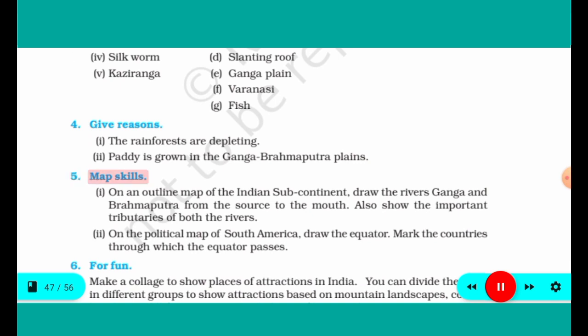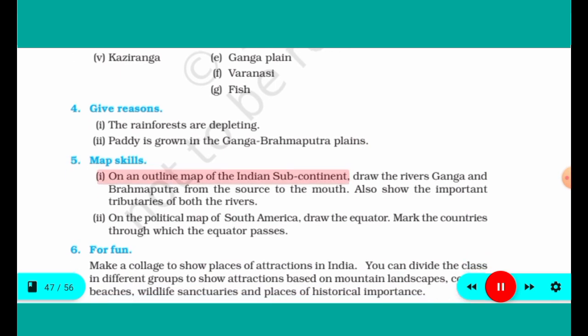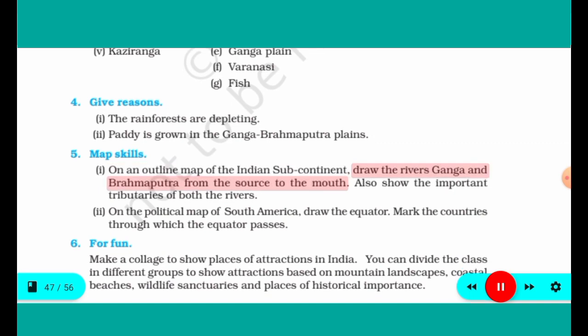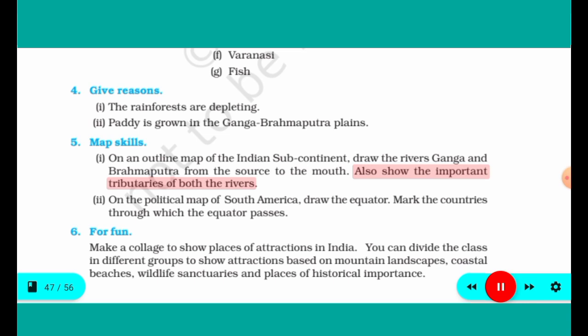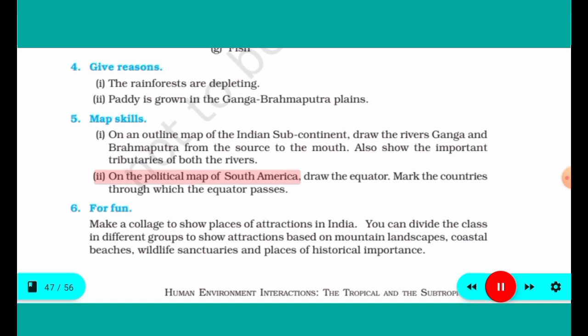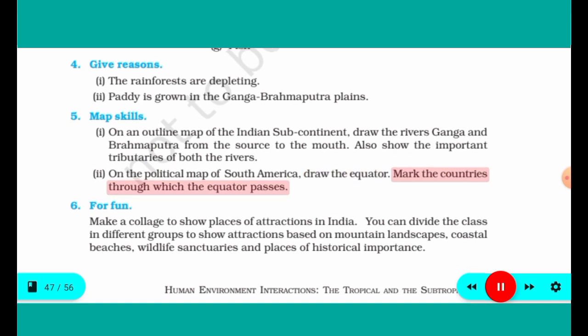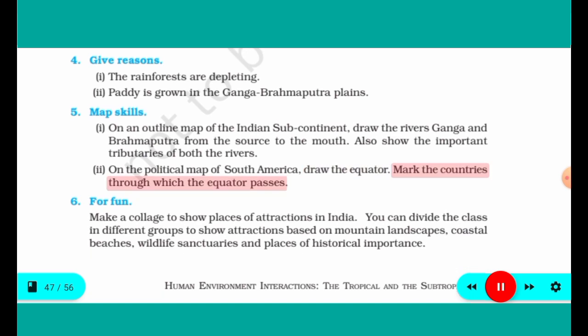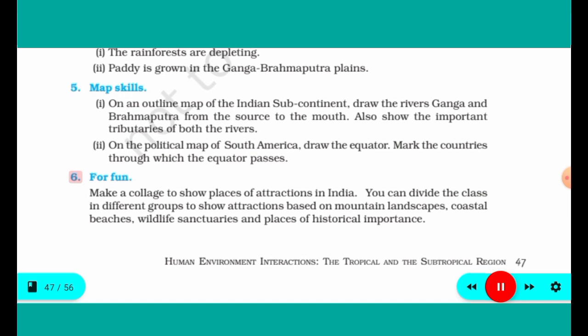5. Map skills. I. On an outline map of the Indian subcontinent, draw the rivers Ganga and Brahmaputra from the source to the mouth. Also show the important tributaries of both the rivers. II. On the political map of South America, draw the equator. Mark the countries through which the equator passes. 6. For fun, make a collage.